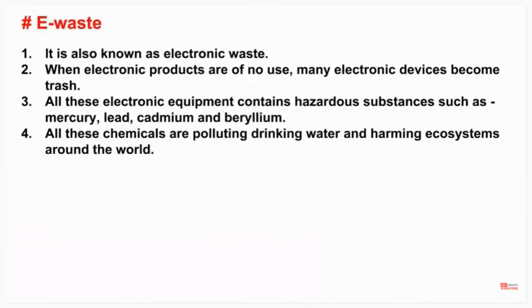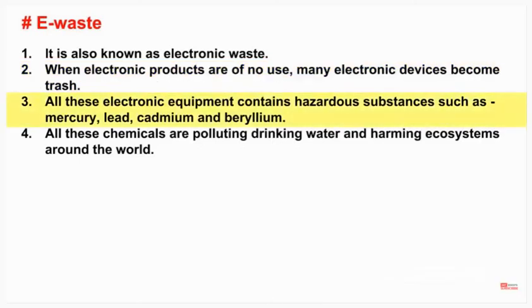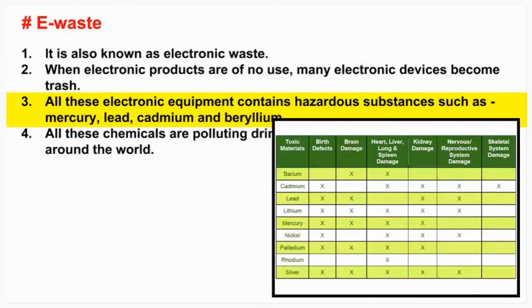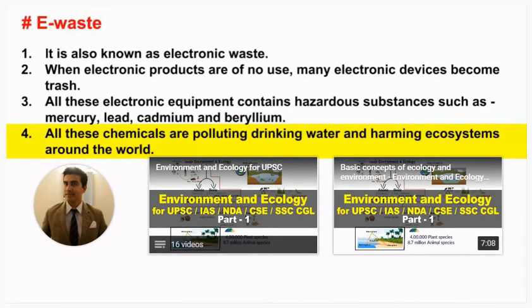The last and the sixth form of pollution is e-waste. It is commonly known as electronic waste. When electronic products are of no use, many electronic devices become trash. All these electronic equipment contain hazardous substances such as mercury, lead, cadmium and beryllium. All these chemicals are toxic substances. They might be found in small quantity, but when added up in volume, the threat to the environment is significant. They are polluting drinking water and are harming ecosystems around the world.